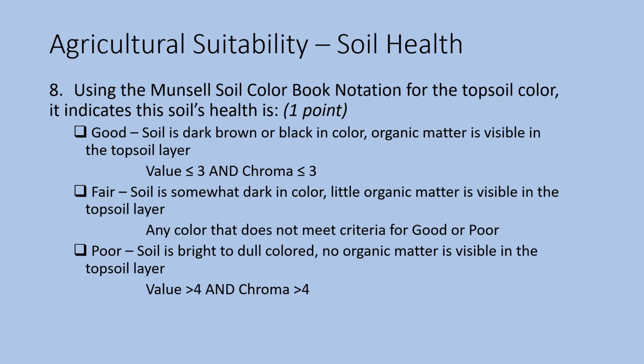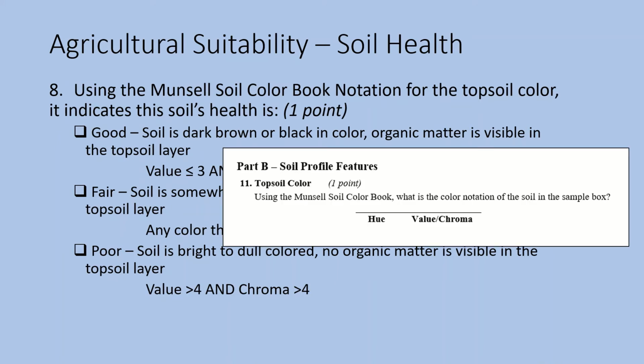The next set of questions, we're going to be looking at soil health. First question, we're going to look at the color of the soil to determine the soil health. Now remember, when a soil has a lot of organic matter and biological activity, it's usually darker in color. So you'll evaluate the soil health and determine it to be good, fair, or poor based on the color. In part B, question 11, you had to determine the color using the Munsell soil color book. And so you'll use that color notation to put it into one of these categories.